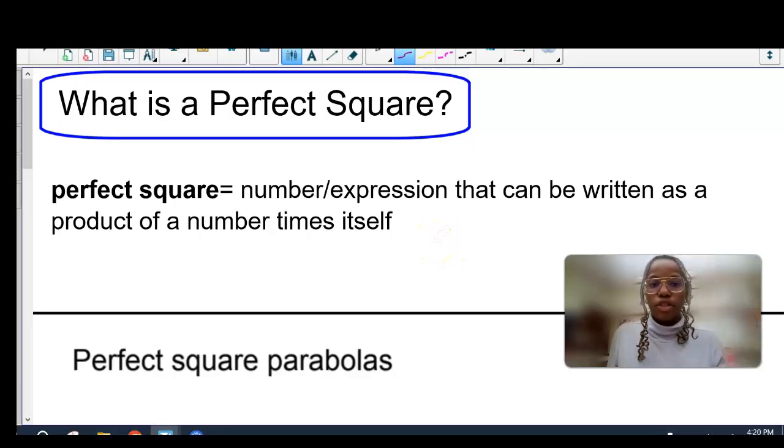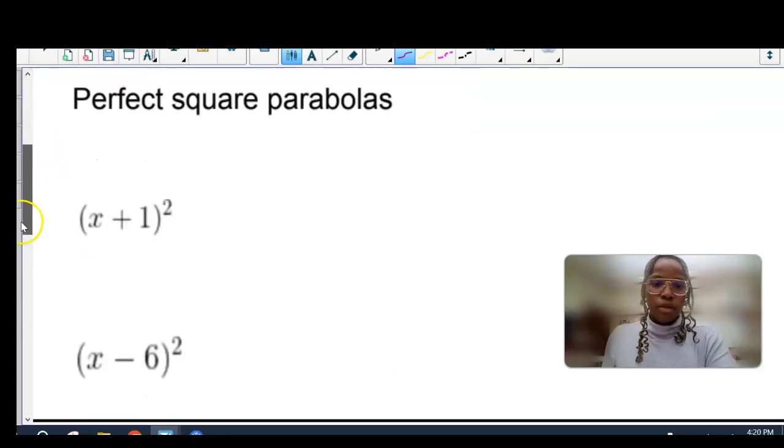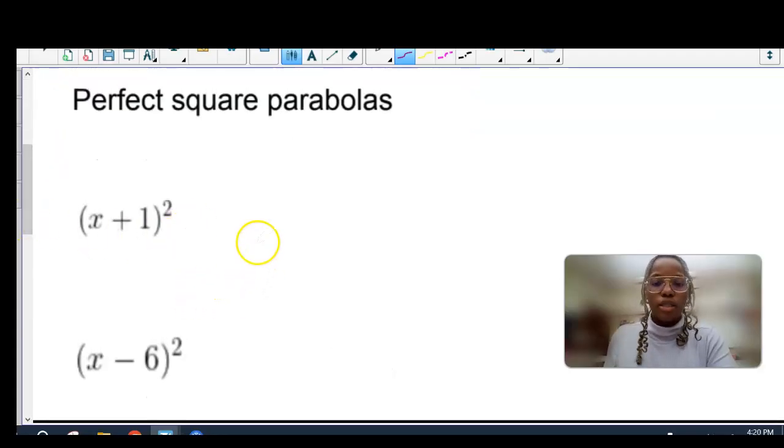So again, it brings up the idea of what's a perfect square. A perfect square is just a number or expression that can be written as the product of a number multiplied by itself. So it's a product, which is multiplication, of a number times itself, okay? So again, these are examples of perfect square parabolas.